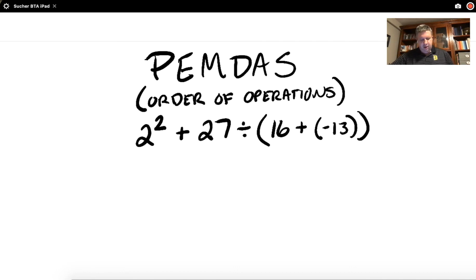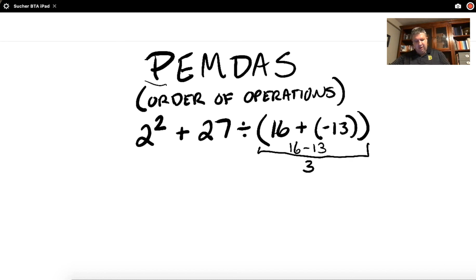Okay, got that cleared off. And let's take a look now at our problem that we had. So we're going to start with our P, our parentheses. So I want to take care of everything that's inside these parentheses first. So this is a mental math problem. 16 plus a negative 13, that is 16 minus 13. And so that becomes 3.